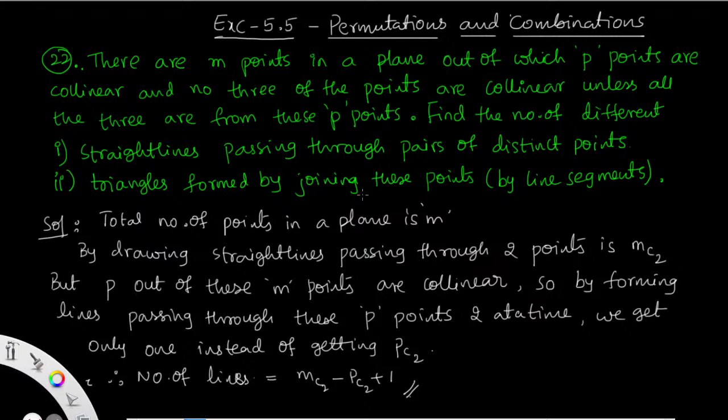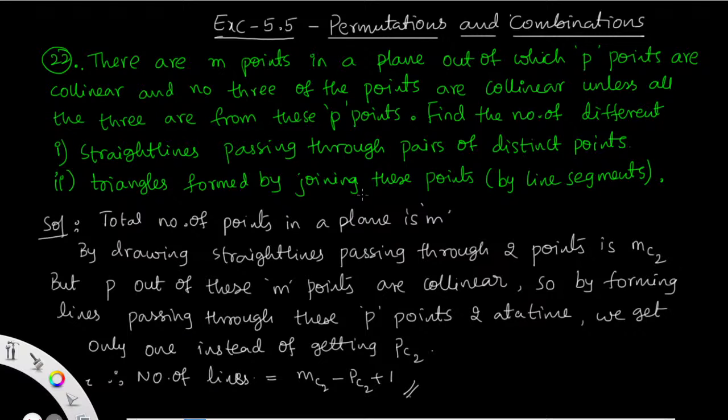These are conceptual problems. There are m points in a plane, out of which p points are collinear and no three of the other points are collinear, unless all three are formed from these p points. Find the number of different straight lines passing through pairs of distinct points. Second question: triangles formed by joining these points by line segments.